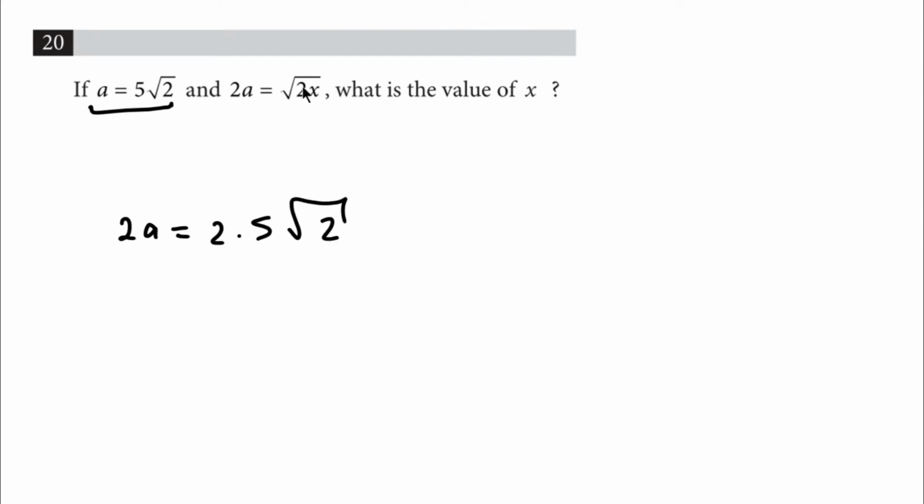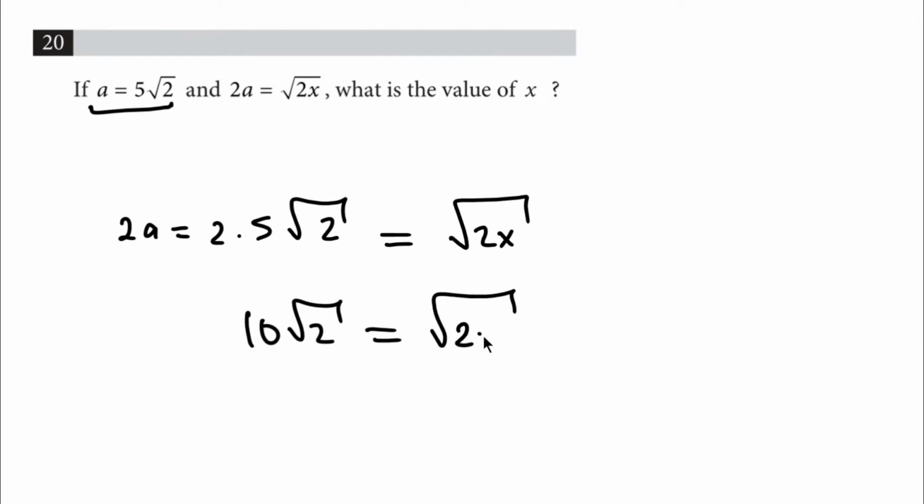And therefore, as given here, that is also equal to root 2x. So 2 times 5 times root 2 is actually 10 times root 2, and that is equal to root 2x. Now let's think about it, guys. We got root 2 and root 2 times x.